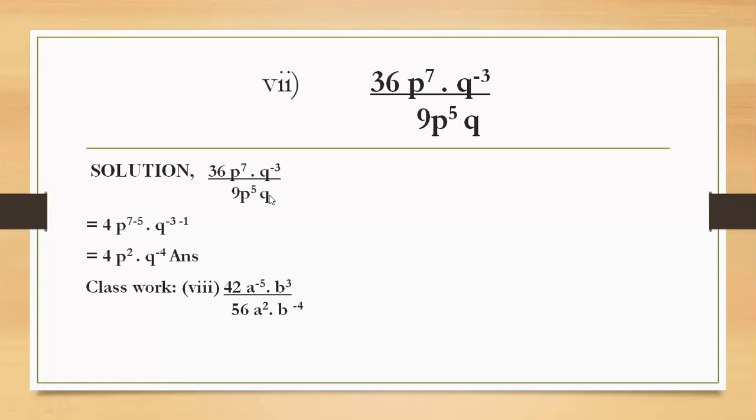When minus 3 comes down, it will be plus. What is the power of q actually here? 1. Yes. When 1 goes up, it will be minus 1. Only the same base we have to see. We can divide the terms having the same base only. And it will be q to the power minus 3, minus 1, minus 3 and minus 1 means minus 4. And when minus 4 goes down, it will be 4p square divided by q to the power 4.